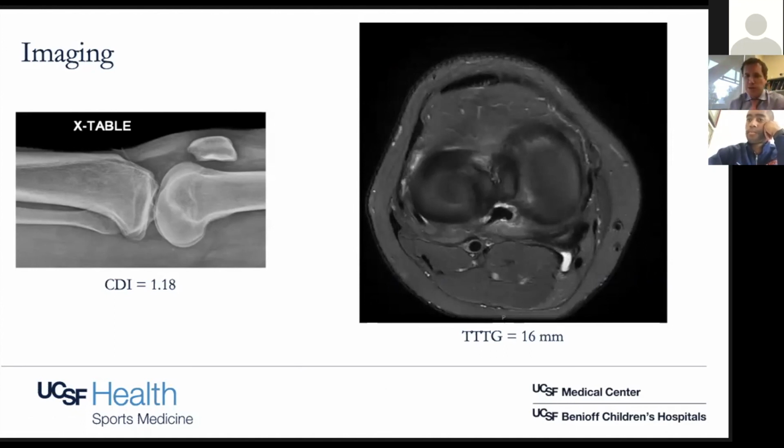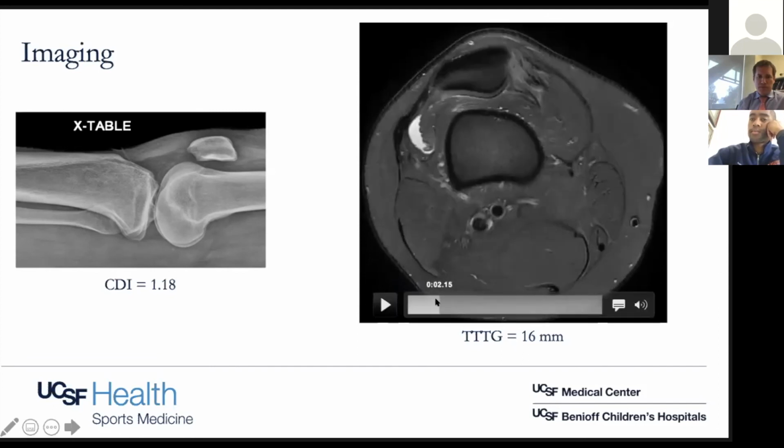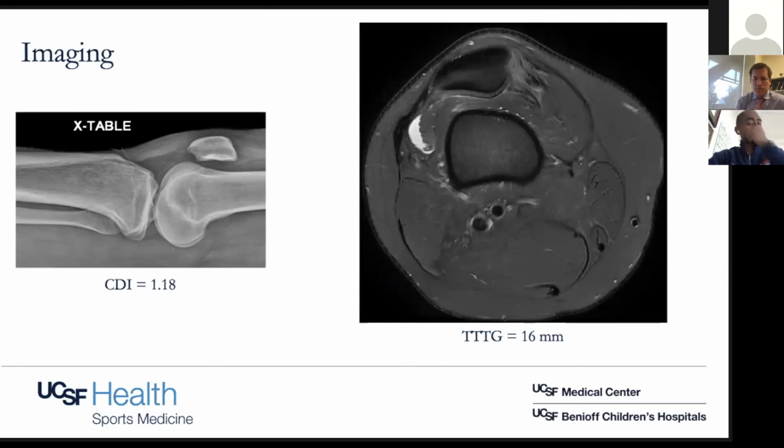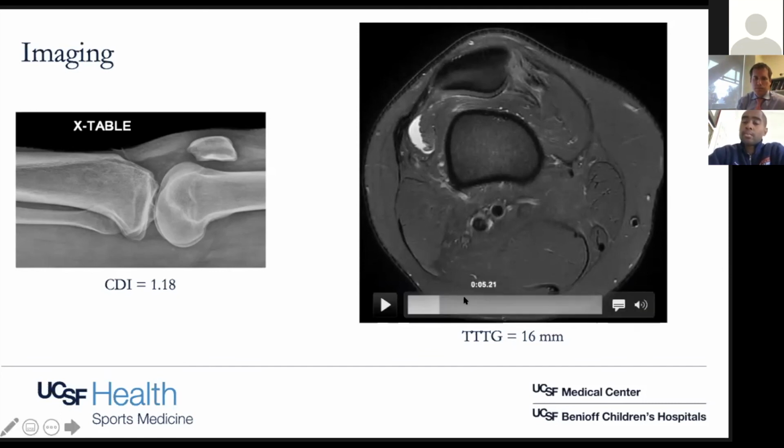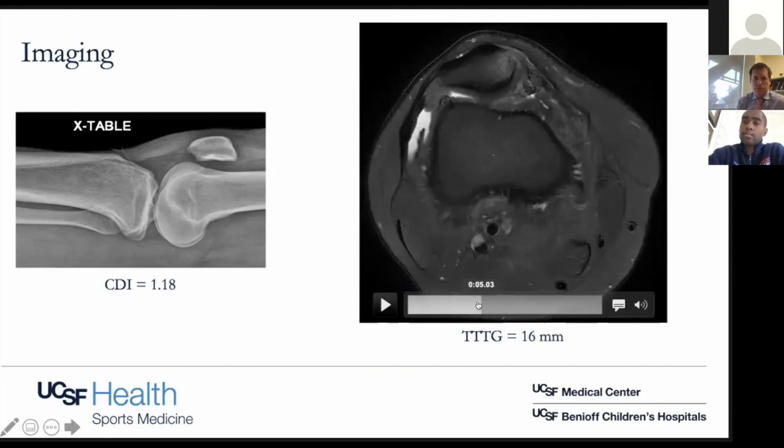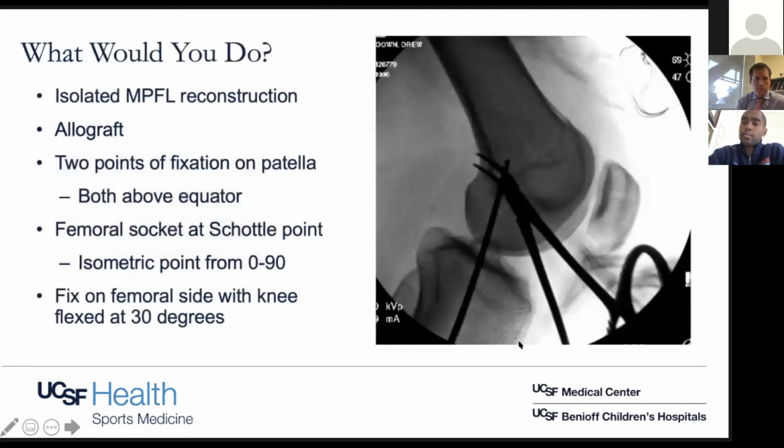So what would you do? Let's see, Alex. Well, let's see, CDI is within an appropriate range. It's less than 1.3. TTTG, not normal necessarily. It's not fully past the abnormal, which I know we think of as greater than 20, but he does have a torn or at least attenuated MPFL with multiple repeat dislocations. And so I think I would do an MPFL reconstruction in this person.